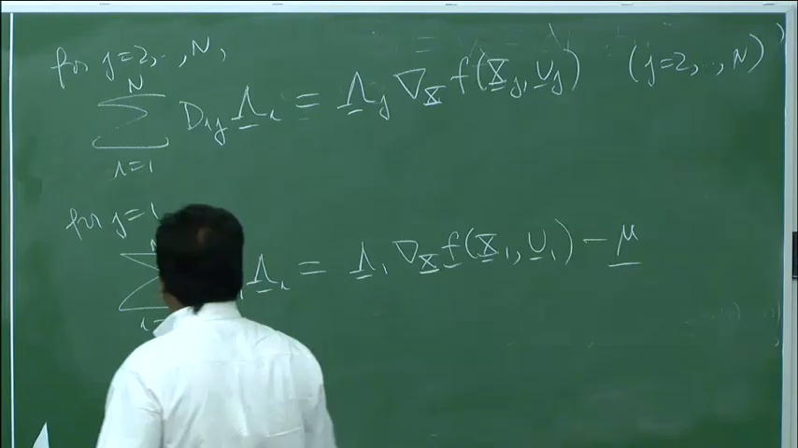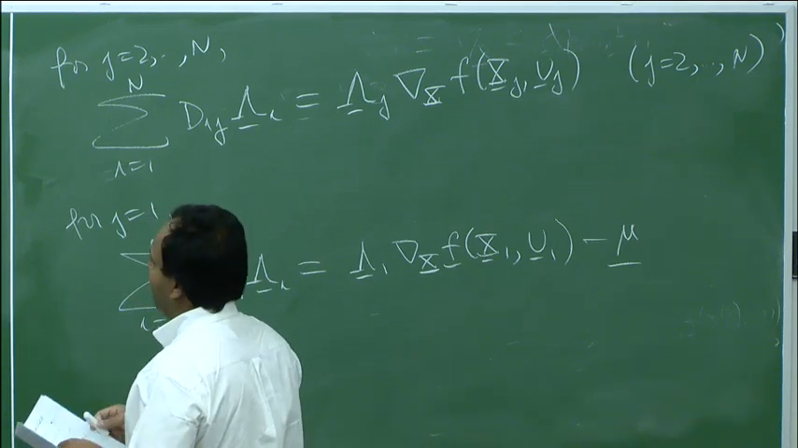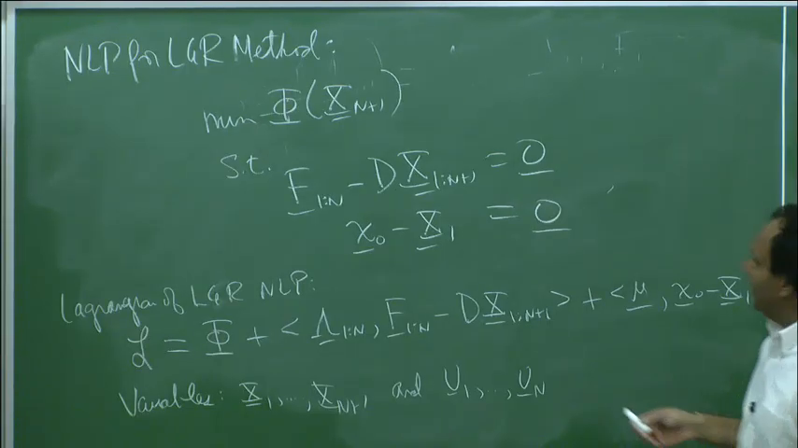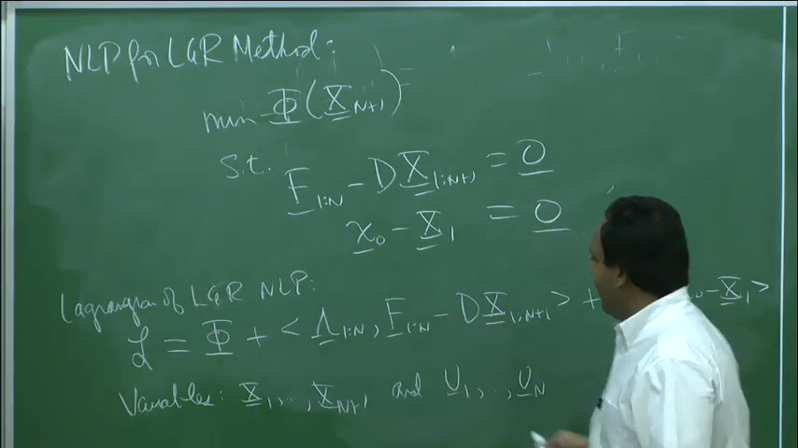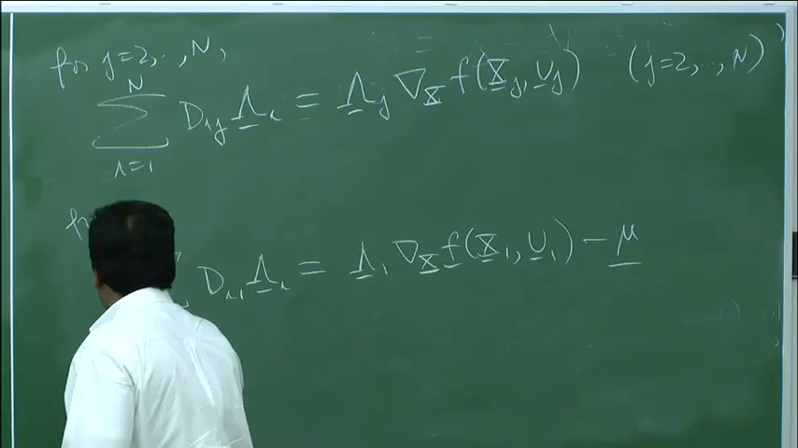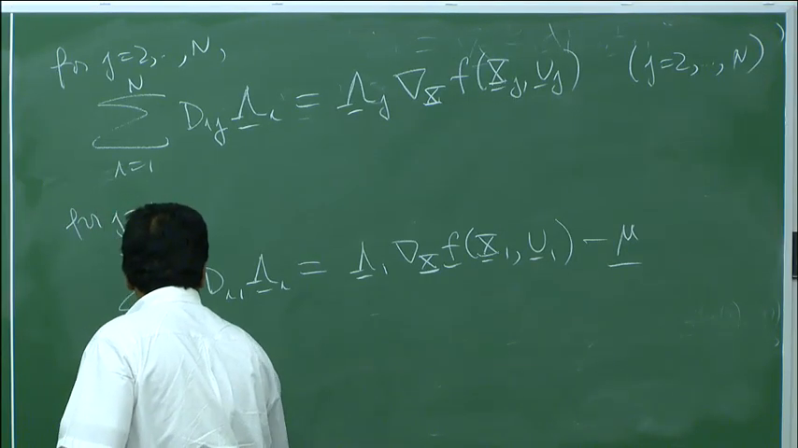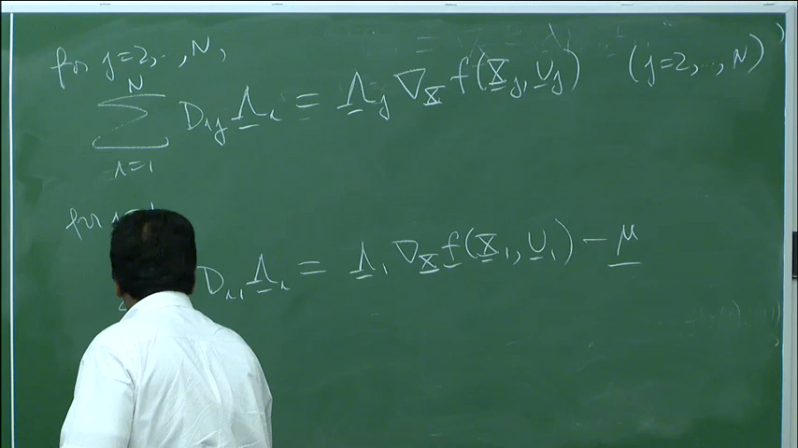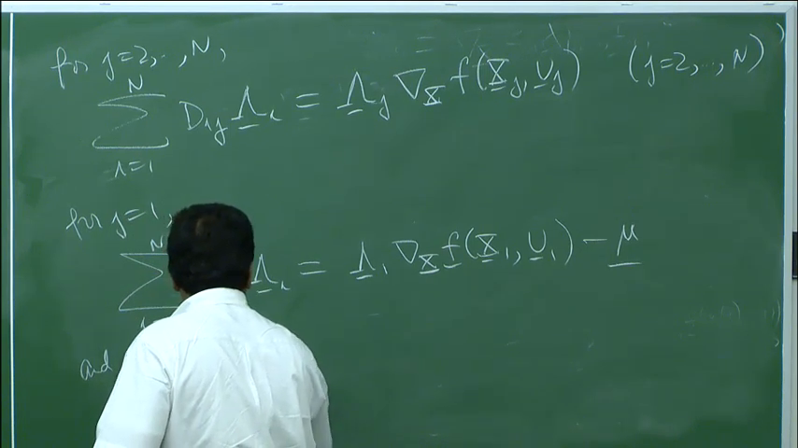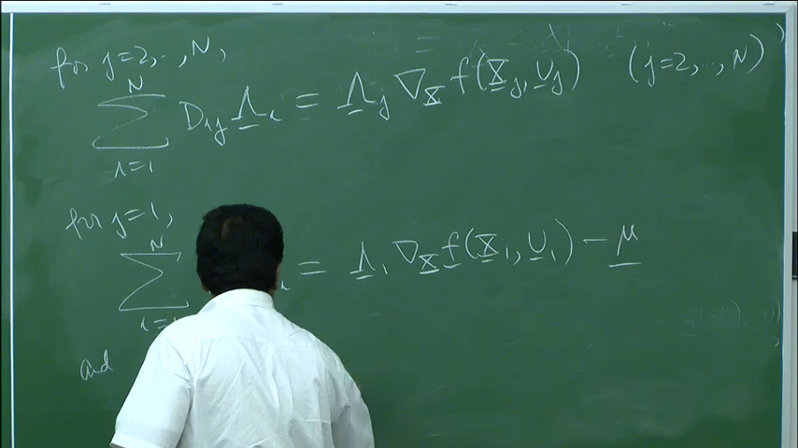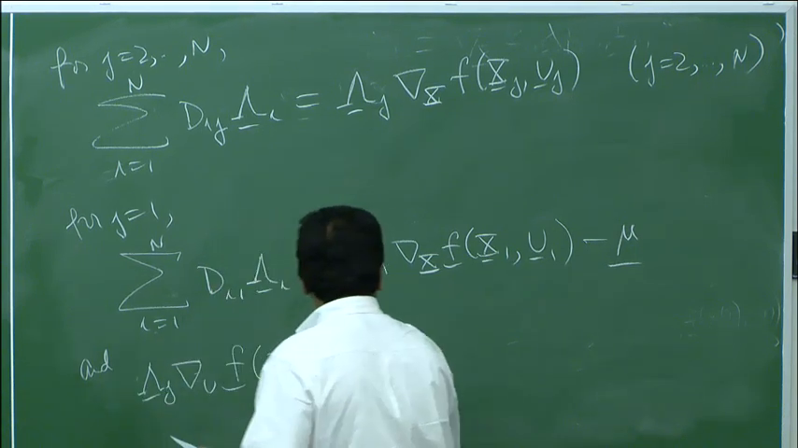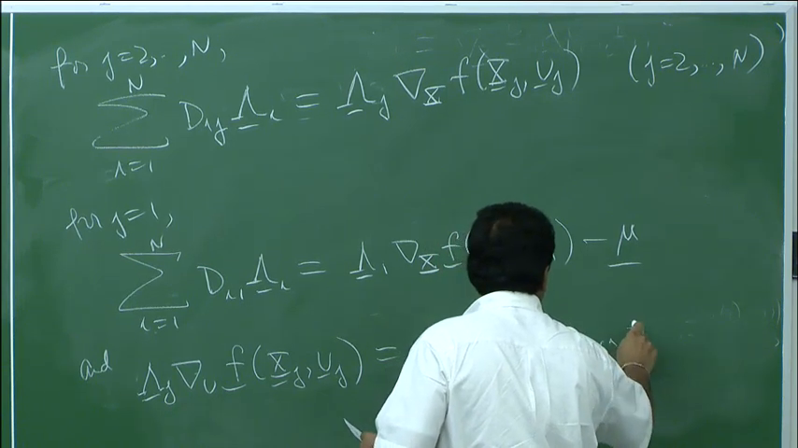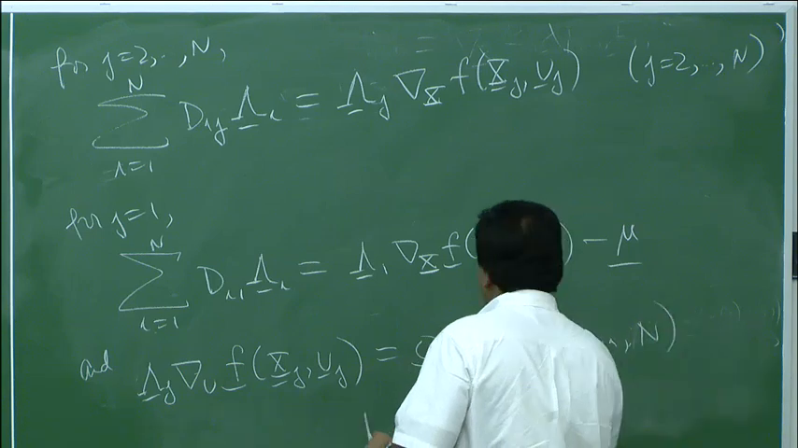Now, the next thing I need to do is take the derivatives with respect to u. If I take the derivatives with respect to u, you'll see that the only place that the u's occur is over here. So what I'm going to get is the following result: the gradient with respect to u of lambda_j times f(xj, uj) equals 0. And this is for j equals 1 up to n, because there are n values of u.